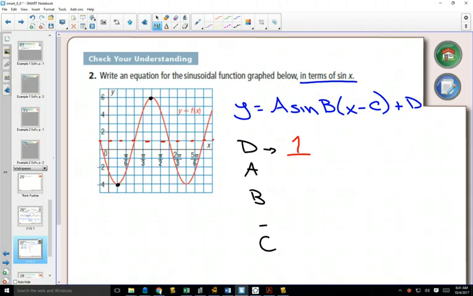What's our A value going to be? What did A stand for? Amplitude. We used our amplitude to find our maximum and to find our minimum. In this case, it's going to be 5.